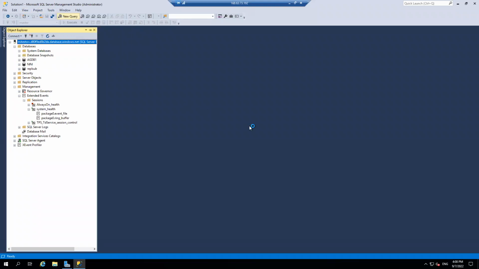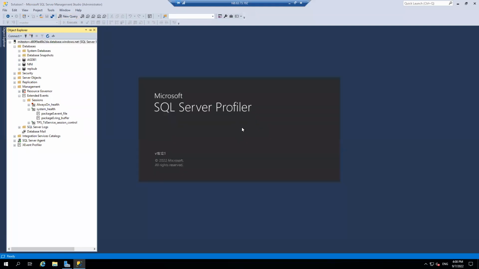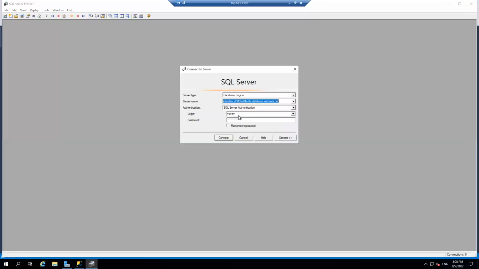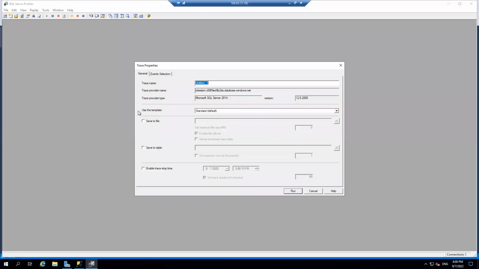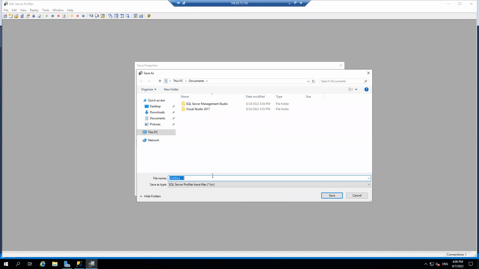Profiler. So this is MI. Remember the password. Connect. Let's go with blank. Now when we are doing this, we have to save to a file. So you can run server side traces from a VM. Connect to a VM and you can do it. From locally we can do it too. Yeah, we can do this.